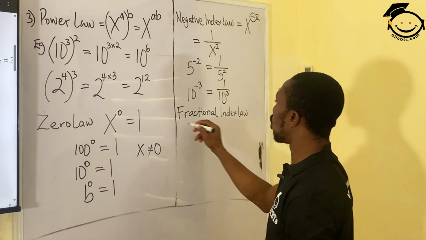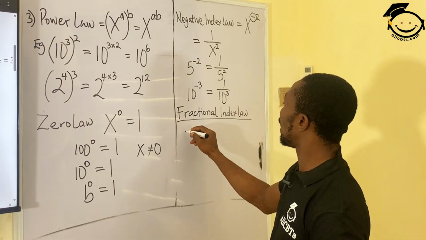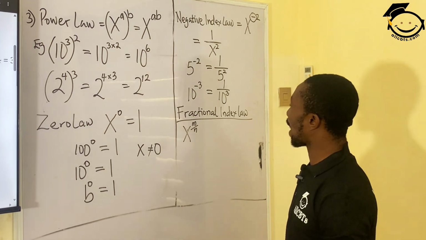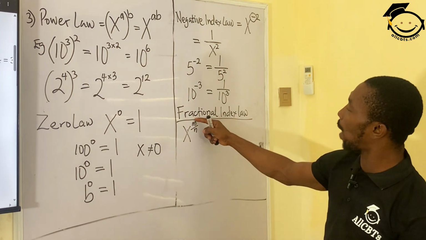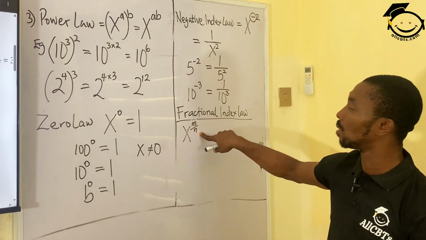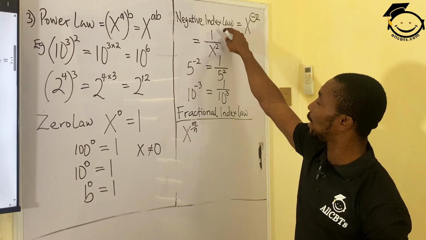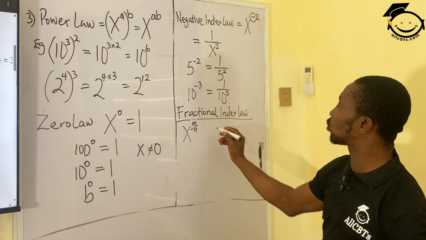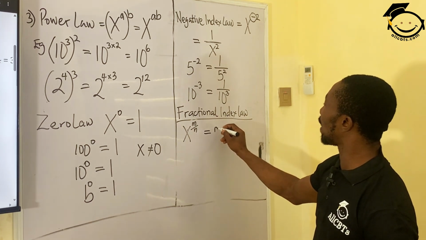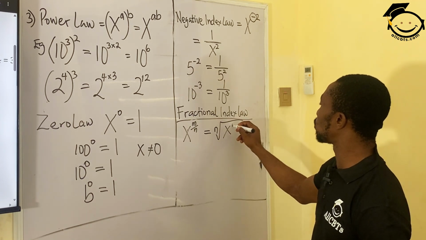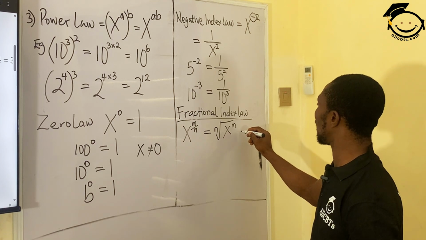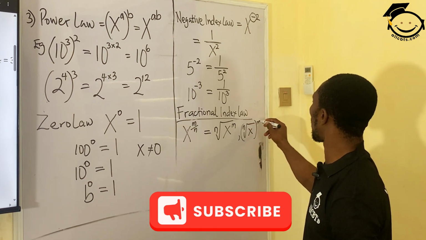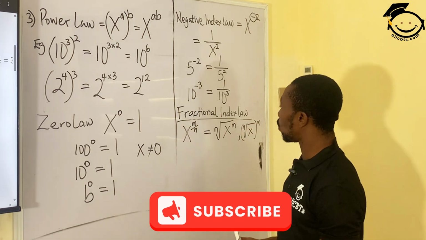Now to our fractional index law. Our fractional index law talks about x raised to power m all over n. Now, if we have our x, the power is in fraction. That's what makes it different from our index law. The power of this is in fraction. So if we want to simplify this, this becomes the nth root of x raised to power m. In some textbooks, you will see it as nth root of x all raised to power m. They all mean one and the same thing.